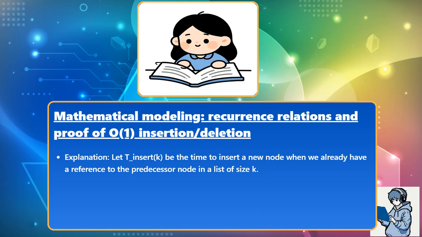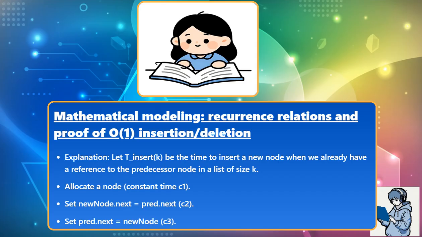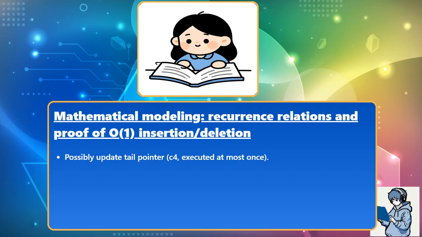Explanation: let T_insert(k) be the time to insert a new node, when we already have a reference to the predecessor node in a list of size k. Allocate a node, constant time c1. Set new_node.next equals pred.next, c2. Set pred.next equals new_node, c3. Possibly update tail pointer, c4, executed at most once. Hence T_insert(k) equals c1 plus c2 plus c3 plus c4 equals O(1), independent of k.